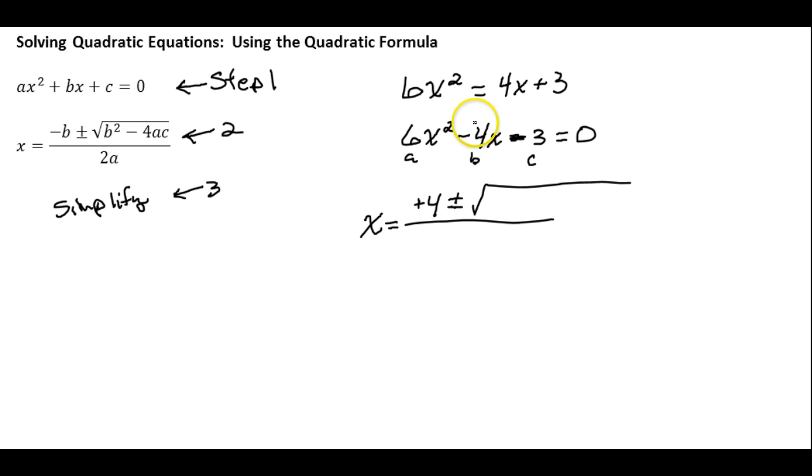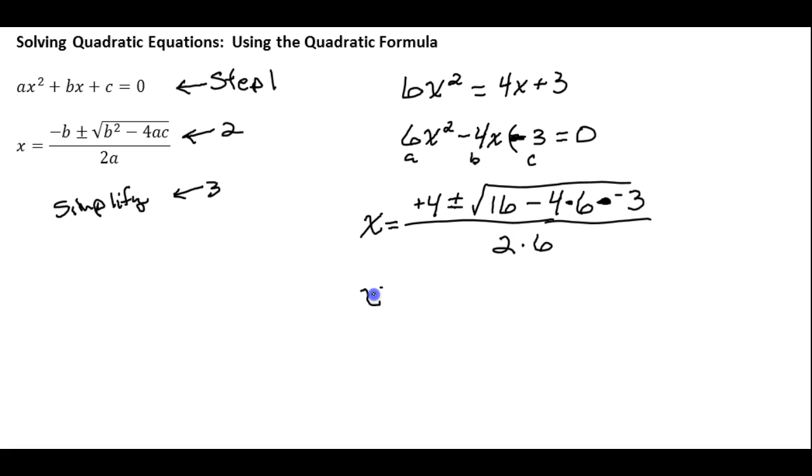Okay, b squared, negative 4 times itself is positive 16, minus 4 times the a coefficient, positive 6, times the c, excuse me, pardon me. And c right there is negative 3. So this is times negative 3. So be very careful, and I apologize for the parentheses right there. It shouldn't have done that. All over 2 times your a.